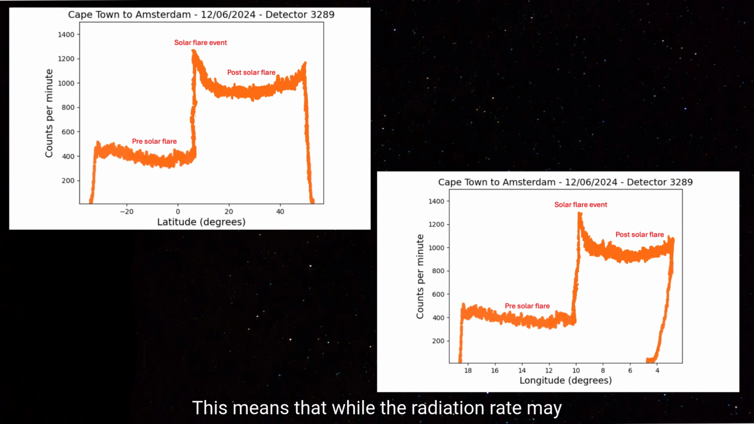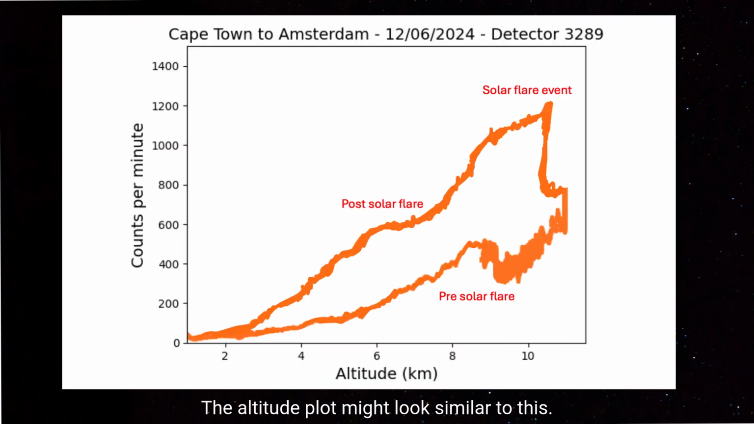After the actual flare, there is still more radiation in the environment than there was before. This means that while the radiation rate may decrease slightly, it will still level out at a much higher rate than the pre-flare levels. The altitude plot might look similar to this. Prior to the solar flare, the graph steadily increases as altitude rises. At the altitude where the solar event occurs, there is a sharp increase in radiation rate. Once again, after the flare, the rate remains higher than before, but will still decrease fairly linearly as the plane lands and the altitude drops.